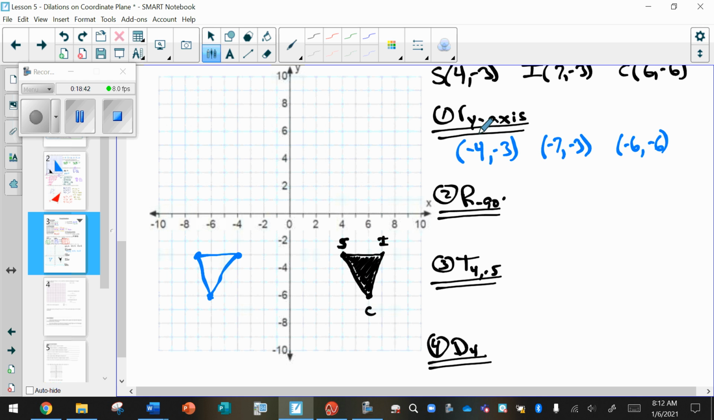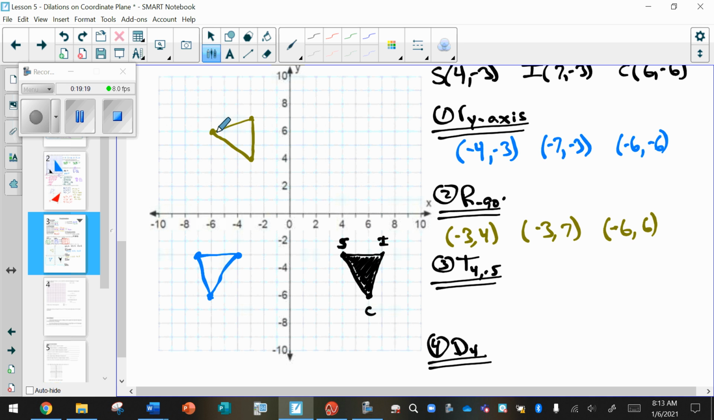So then the first point turns into (-3, 4). Then it turns into (-3, 7). And then the y goes to the front, negate the x and move it to the back. There's your 3 points, and then we can plot those to get our next triangle. So (-3, 4), (-3, 7), and (-6, 6). So there's our rotated triangle after the rotation of 90 degrees.